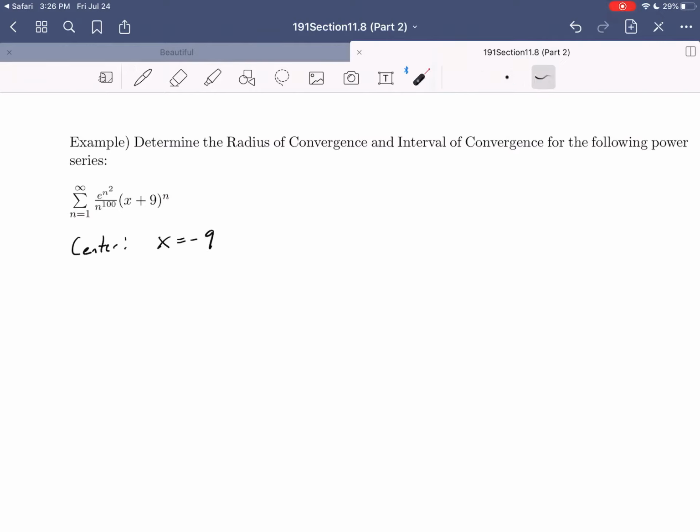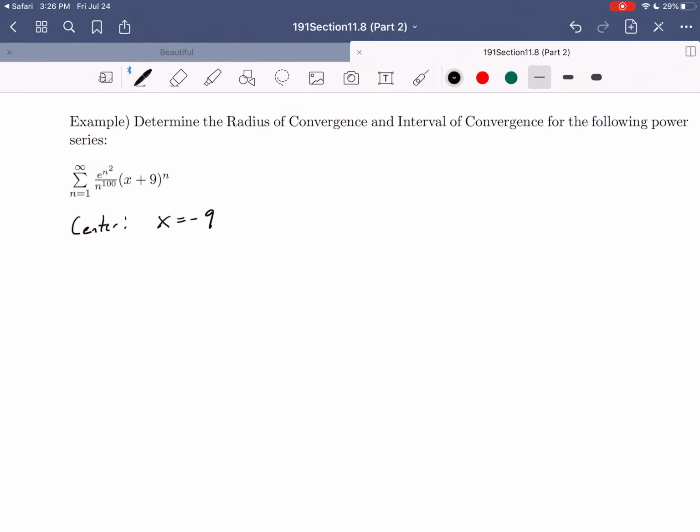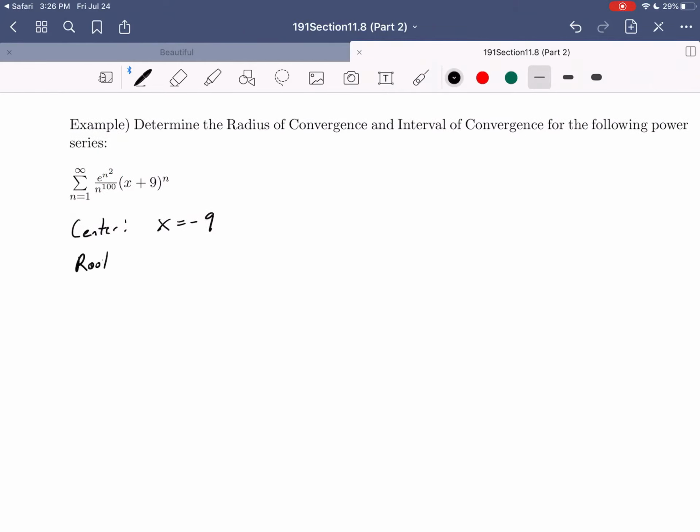We see all these things, again, multiplied and divided, and we also notice that we have an e to the n squared. So that would be sort of a nice power to simplify. Might as well use root test again here. So let's use root test. Let's do our limit as n goes to infinity of the absolute value of e to the n squared over n to the 100, times (x plus 9) to the n, all to the absolute value of 1 over n.